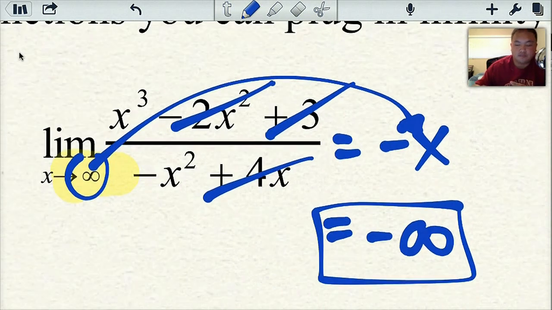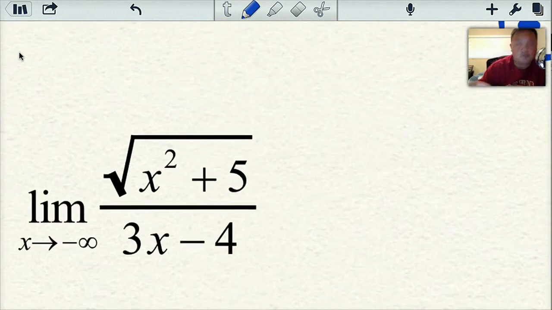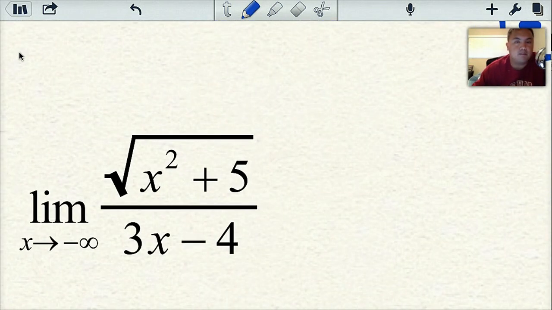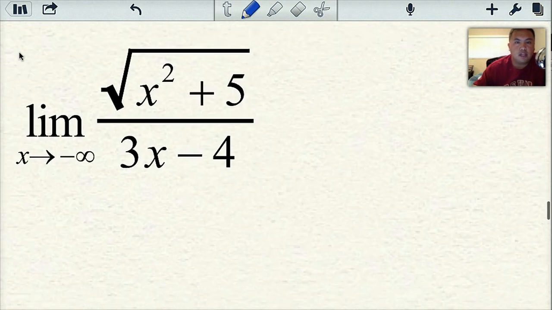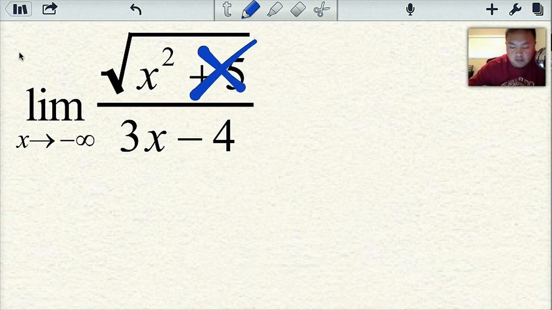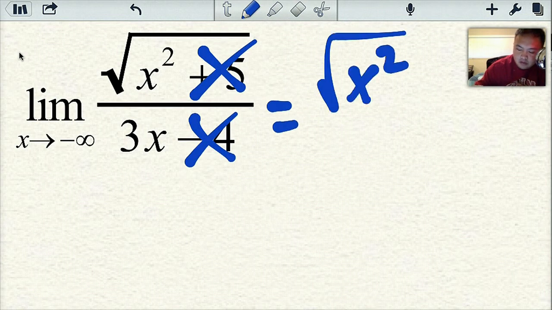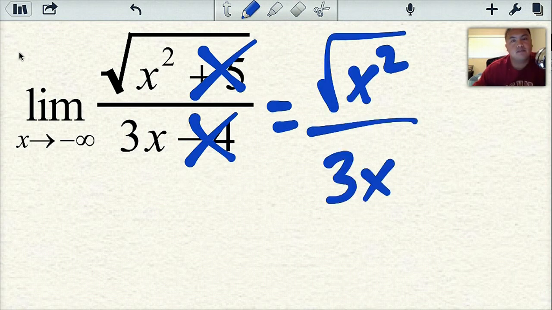Okay. Let's try one that looks a little bit different. How about this problem right here? Still kind of the same process. I'm going to cross out the term with the smallest exponent of x. This one doesn't even have an x, so I'm going to cross out 5. On the bottom, I'm going to cross out minus 4. It doesn't even have an x. This simplifies into radical x squared over 3x.